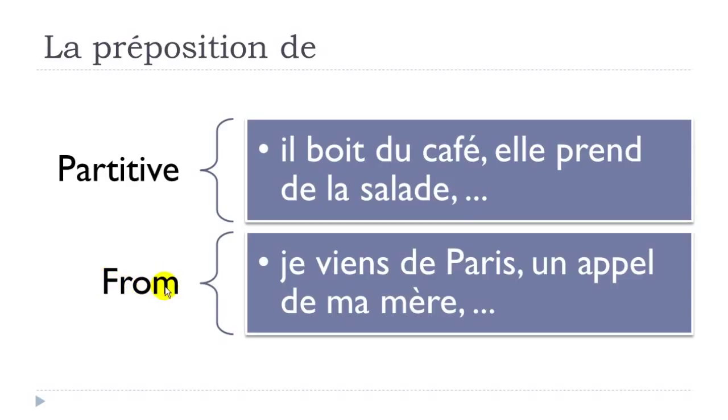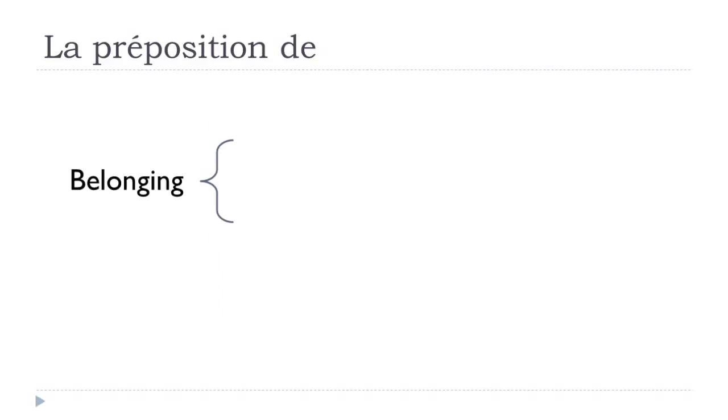All right. Second use will be the translation of from in English. Okay, so a few examples. Je viens de Paris. Venir is to come. I come from Paris. Okay, so in that case, really this de would be translated with from. Okay, un appel, so appel is a call, de ma mère, from my mother. Okay, so it's exactly this from concept in English.